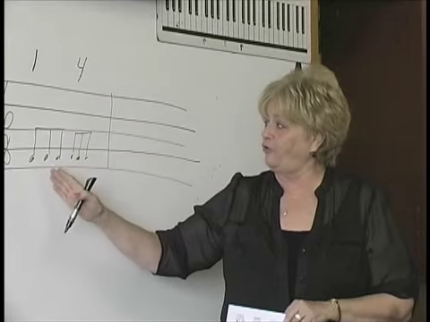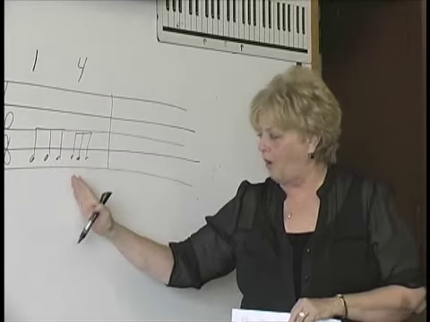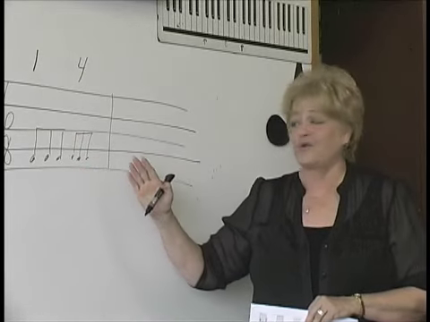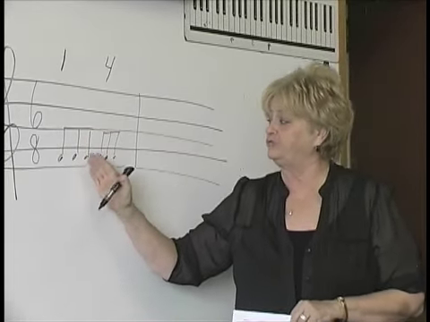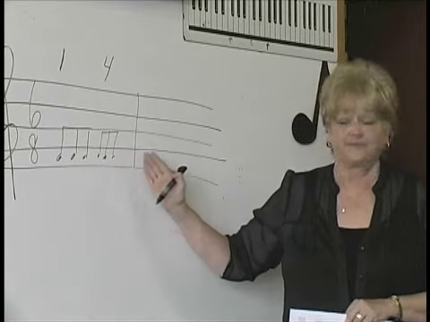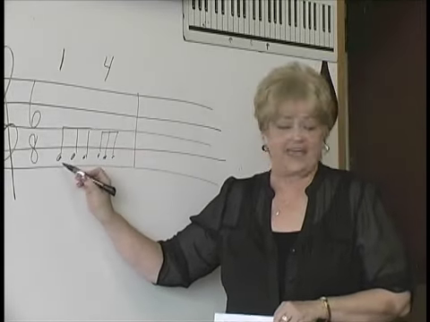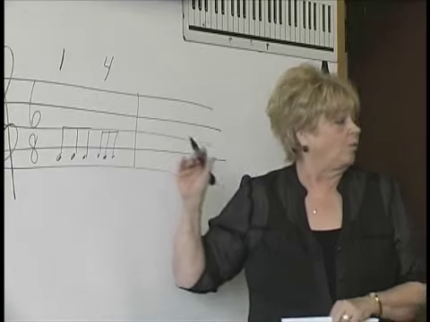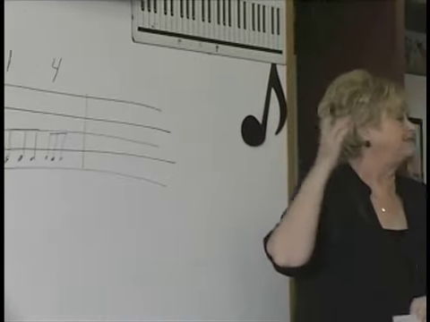So if I was in 3/4, I'd go 1 2 3, 1 2 3. So in 6/8 time, it's 1 2 3 4 5 6. Okay? All right, so each one of these would get 1 count. 1 2 3 4 5 6. 1 2 3 4 5 6.